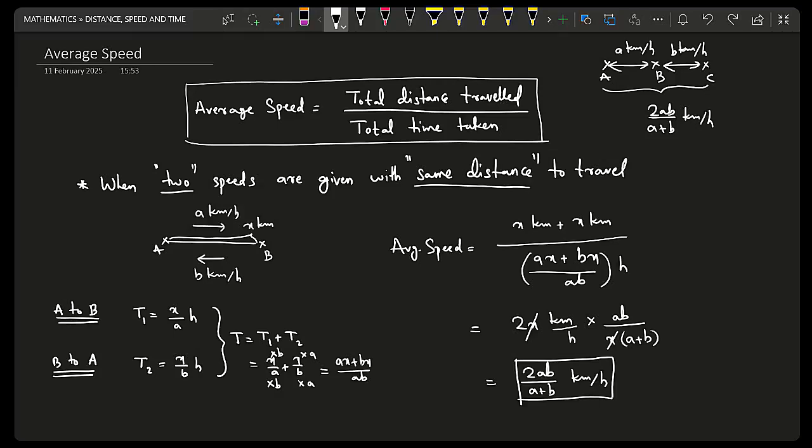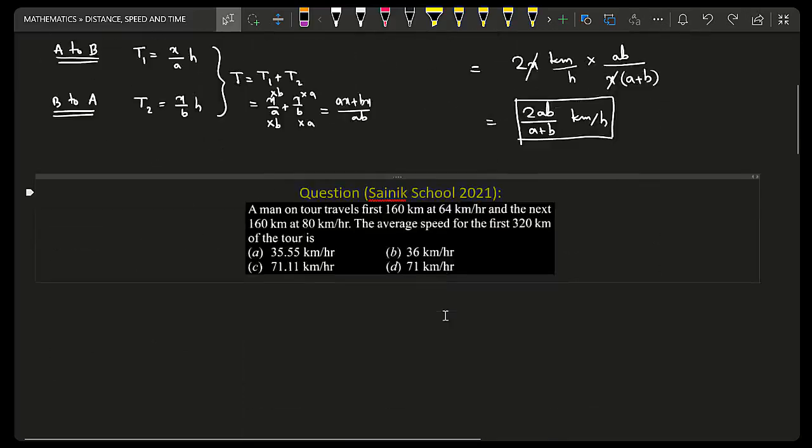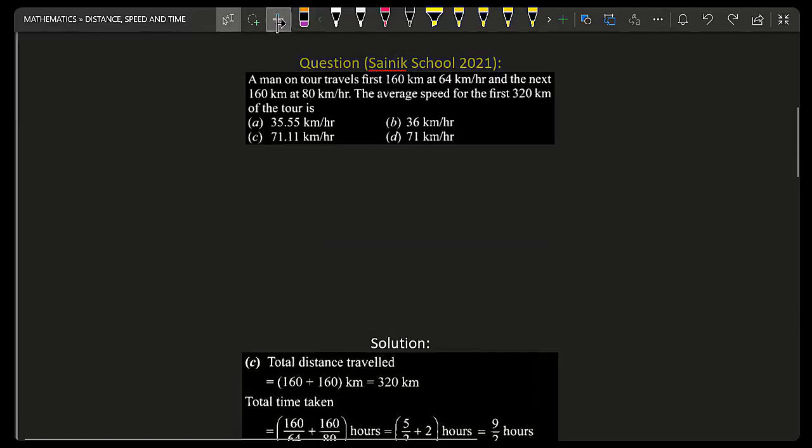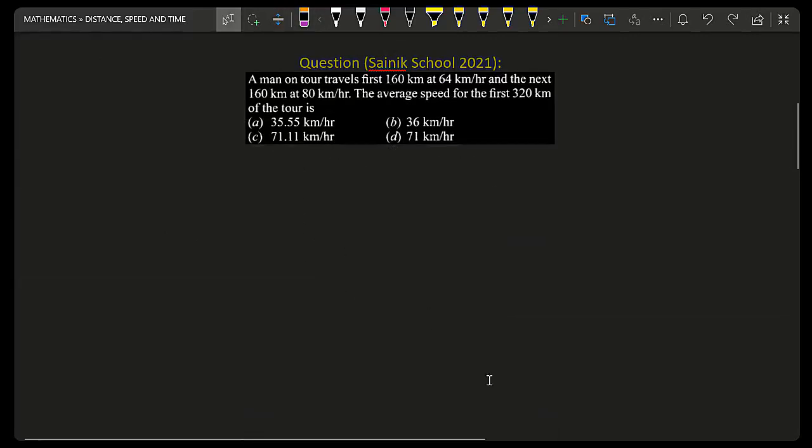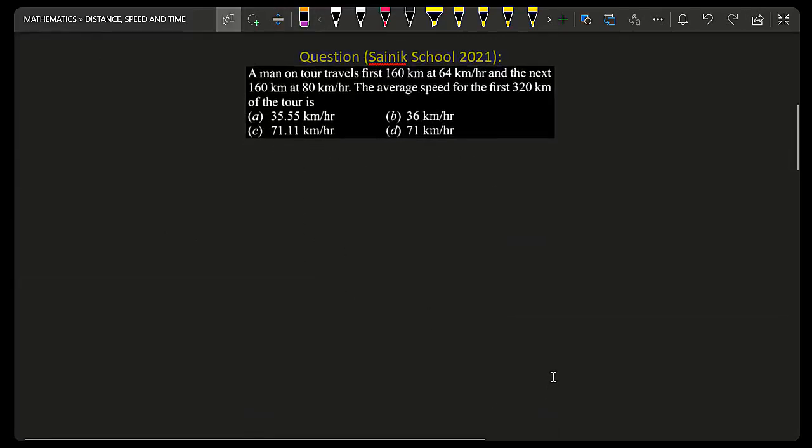So I hope all your doubts got cleared, and now let us solve questions based on average speed. These two formulas are very important: total distance by total time. And whenever the distances are the same and two different speeds are there, average speed is 2ab by a plus b, and all of you have to remember this. This question came in the 2021 exam. Who is going to explain? Raise a hand if you want to explain this.